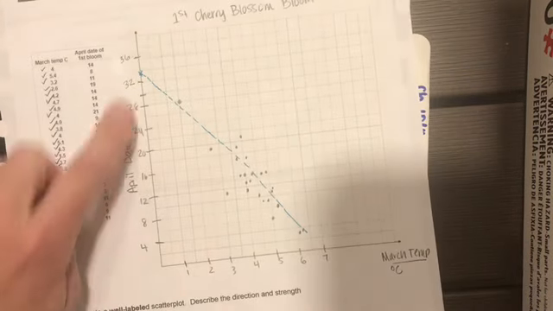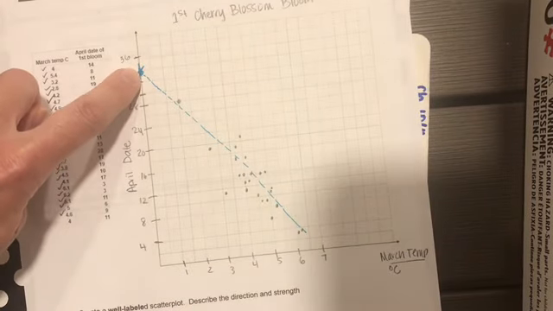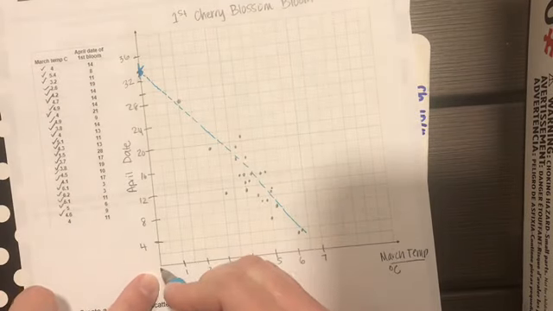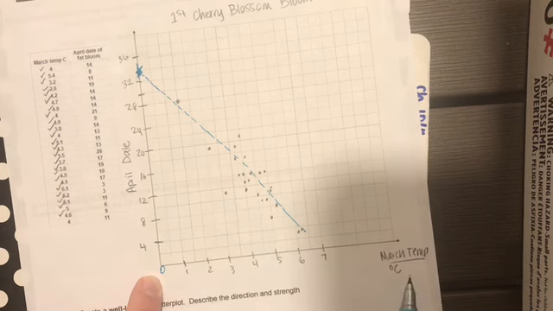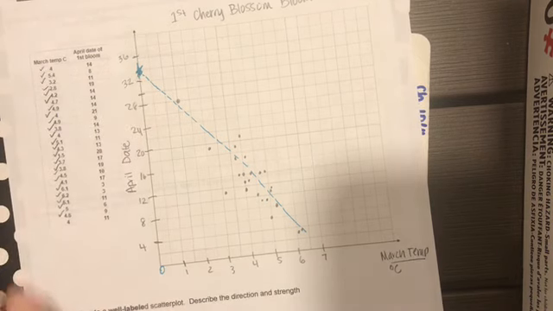Okay, so let's think of what this means right here. What does the y-intercept mean? So if it's on the y-axis, what number is x? The March temperature is 0. So that'd be a really cold March. So if you had a really cold March where they only average 0 degrees in March, this would be the date of the first bloom.